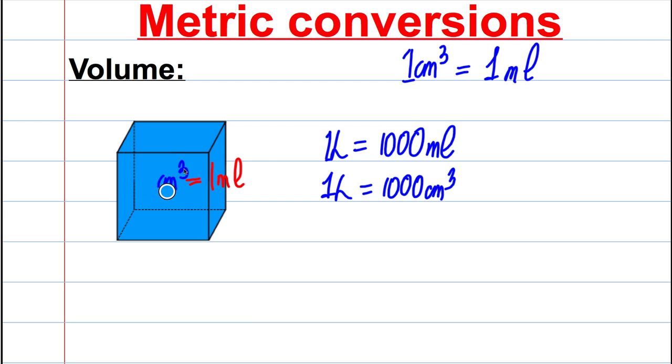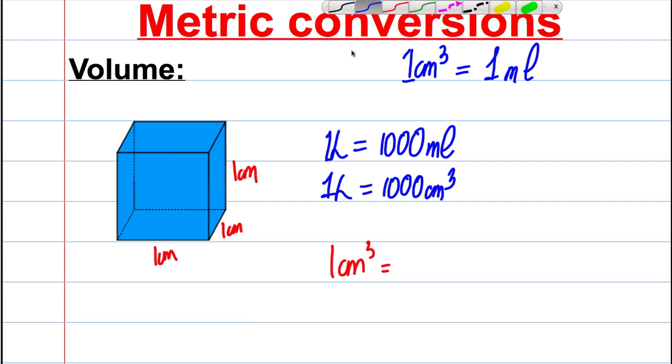Last thing we sometimes need to deal with: if this volume here is a centimetre cubed, that would mean this would be 1 centimetre, 1 centimetre, 1 centimetre. If we want to convert 1 centimetre cubed into millimetres cubed, in 1 centimetre there are 10 millimetres, 10 millimetres, 10 millimetres, and so 10 times 10 times 10 would be 1000 millimetres cubed.